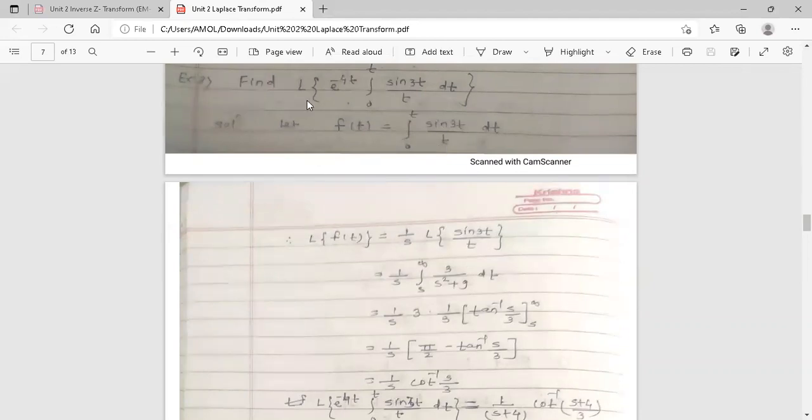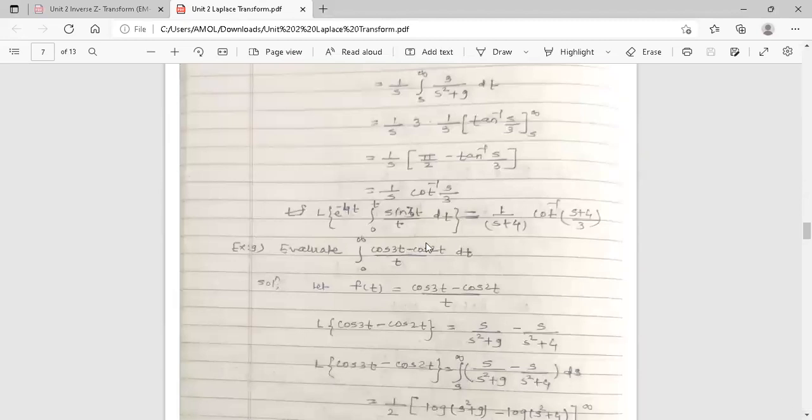Now the complete function is here, e raised to minus 4t into the integral. Now Laplace transform of e raised to minus 4t into the integral term is equal to, now here use the shifting property.